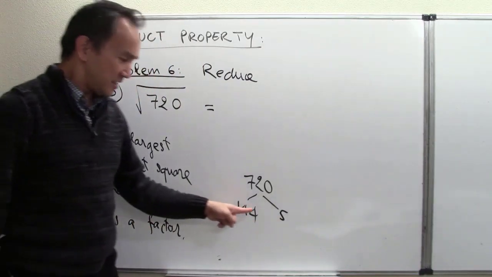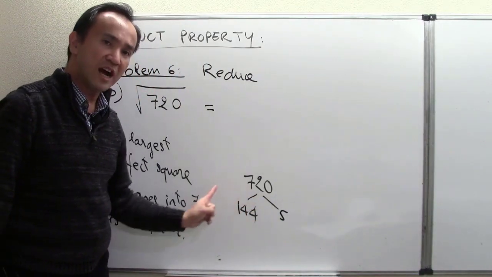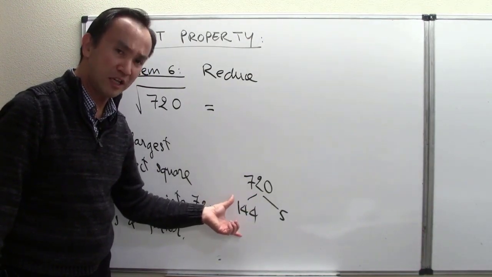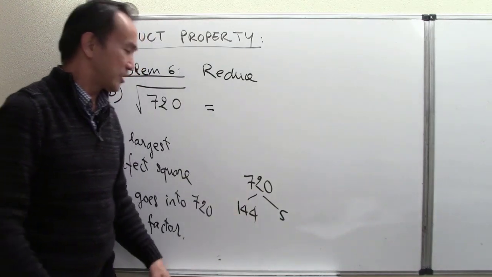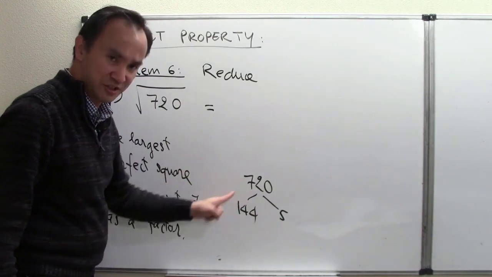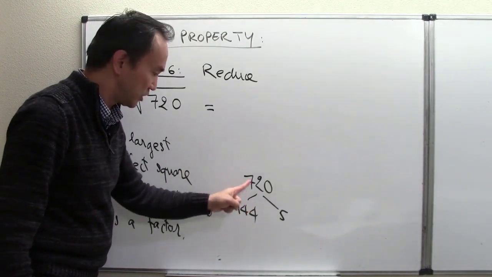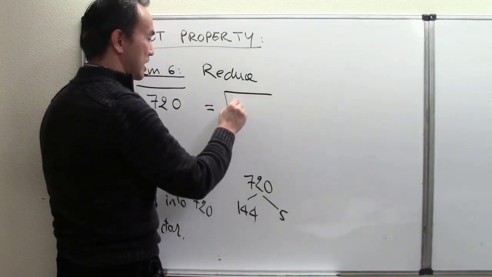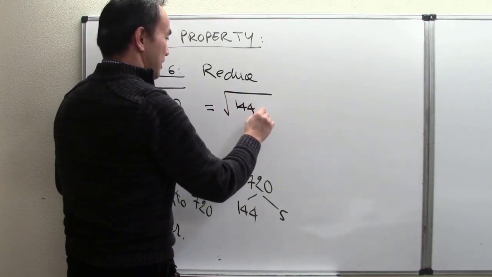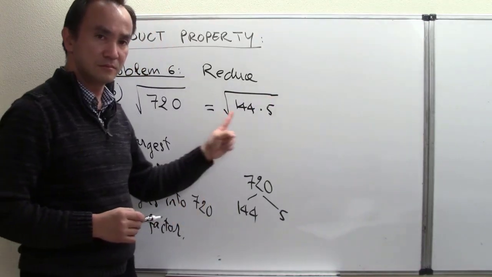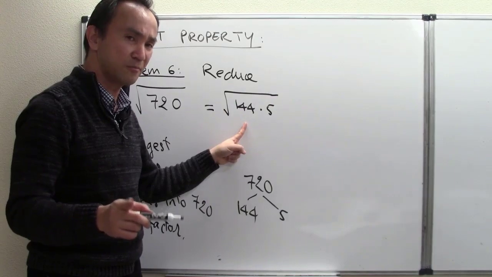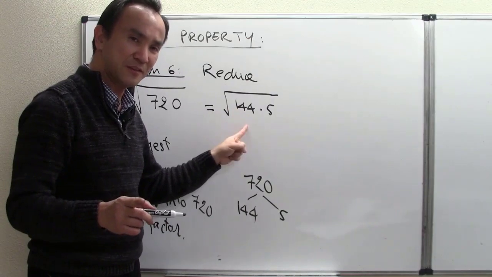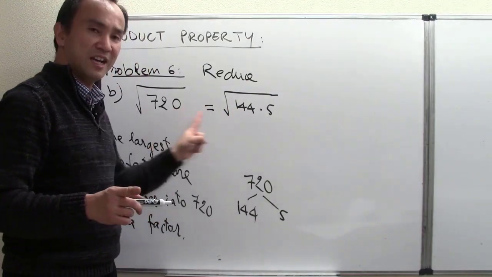Now, yes, it will take some experience to arrive at the largest perfect square factor like that. It takes some practice, but at some point you will get fluent at it. Once we have found the largest perfect square factor that goes into this number, we can rewrite the square root expression as the square root of the product between 144 and 5. That's how I do that. From this point on, I will stick with this solid method: we just look for the largest perfect square factor that goes into the number as a factor.